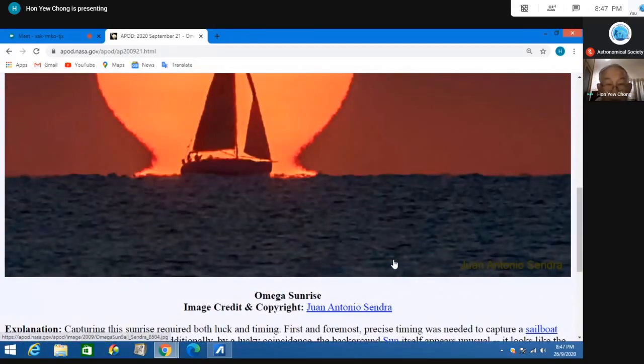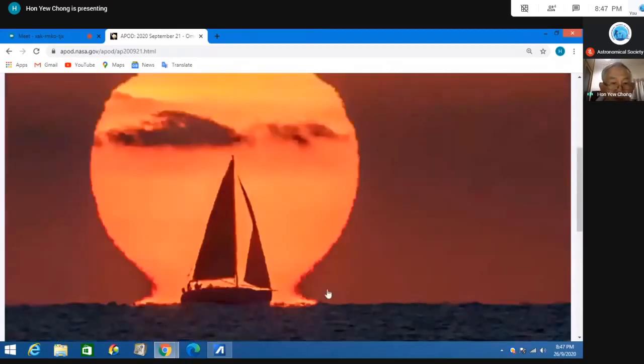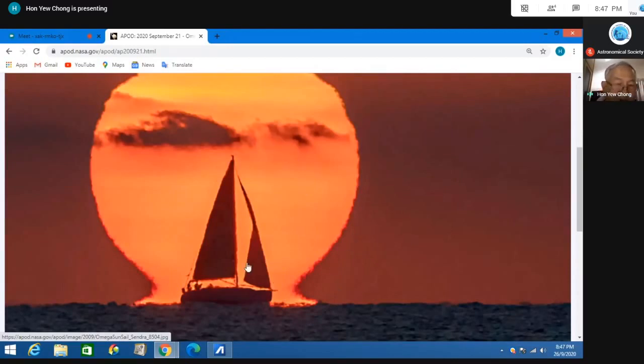You know, those who know Spanish football, Valencia football team. Valencia is just next to which city? Barcelona. All right. So Valencia, looking at the east, is a what? From Valencia in Spain, looking at the east, what? Mediterranean Sea. So this is the sun rising from the Mediterranean Sea. Just at the same time, there's a sailboat there. And this is the Omega sunrise.